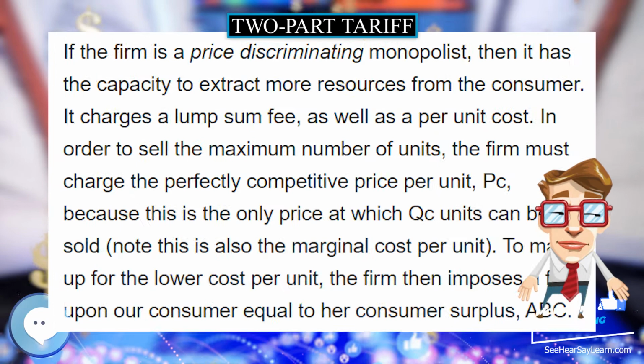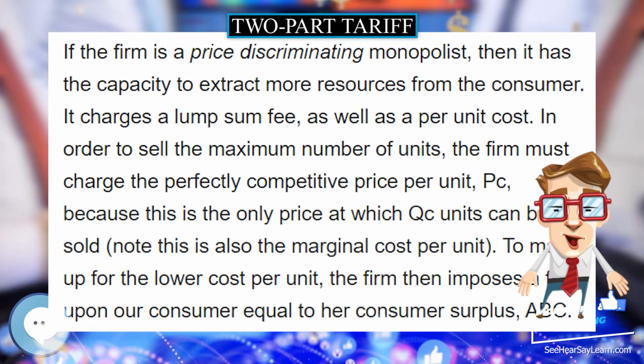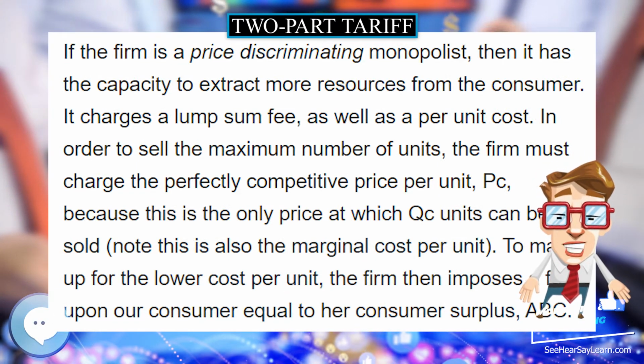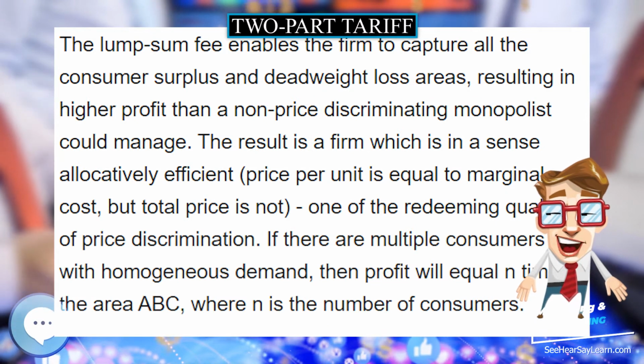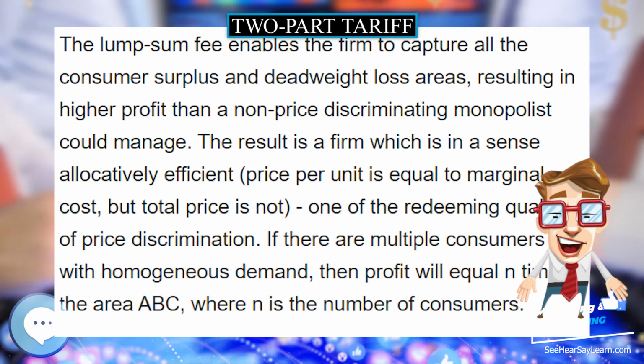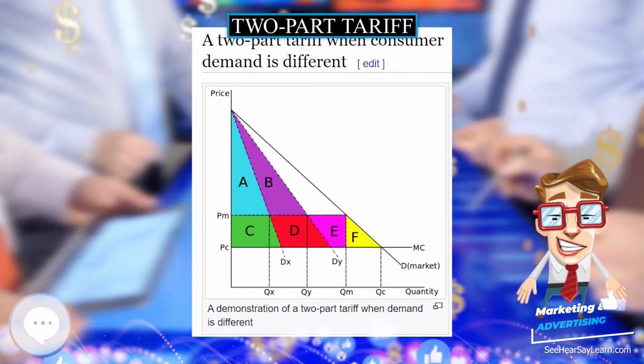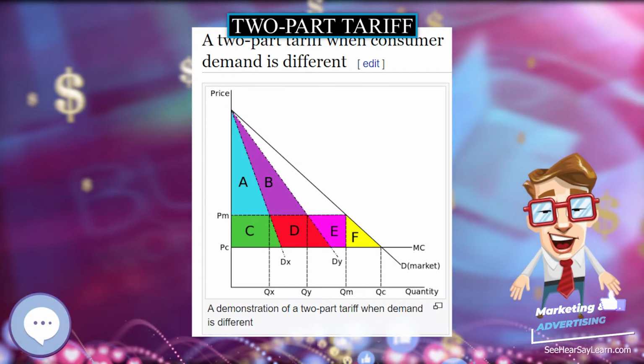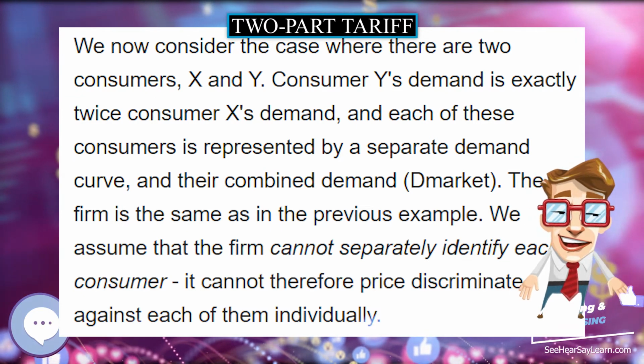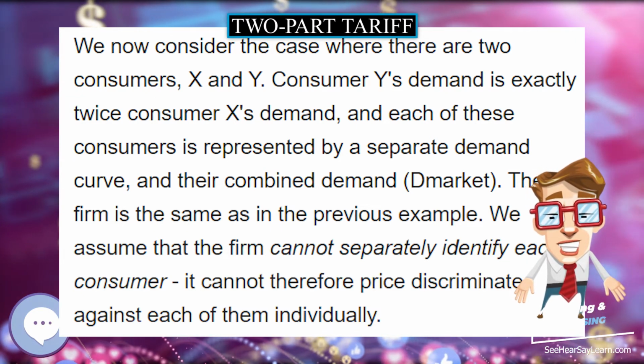The result is a firm which is in a sense allocatively efficient. Price per unit is equal to marginal cost, but total price is not, one of the redeeming qualities of price discrimination. If there are multiple consumers with homogeneous demand, then profit will equal n times the area ABC, where n is the number of consumers.